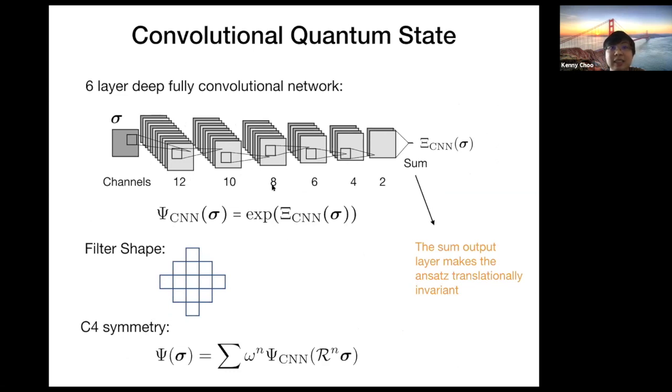There's a 6-layer deep network. It's a fully complex network with a single complex valued output. And also, since we are choosing the network to be completely convolutional at every layer and there's no dense layers in between, the network is also completely translationally invariant, which is very helpful for the optimization. In addition, we also impose a C4 symmetry simply by summing over the rotations of the configuration.